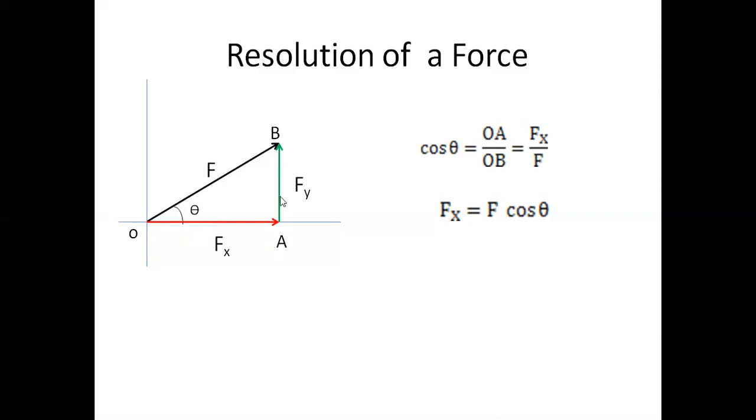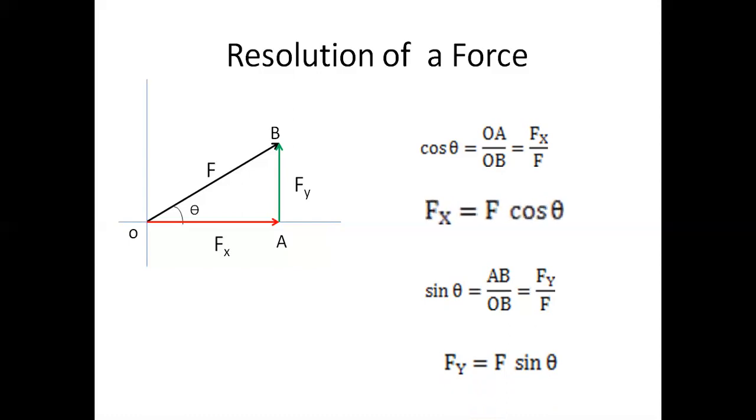So sine theta equal to AB by OB. So here it is, sine theta is nothing but AB by OB, that is nothing but Fy by F. So from this we can find out the Fy value, that is the vertical component. Therefore Fy is nothing but F into sine theta. These two formulas are very important: Fx is nothing but F cos theta, and Fy equal to F sine theta.